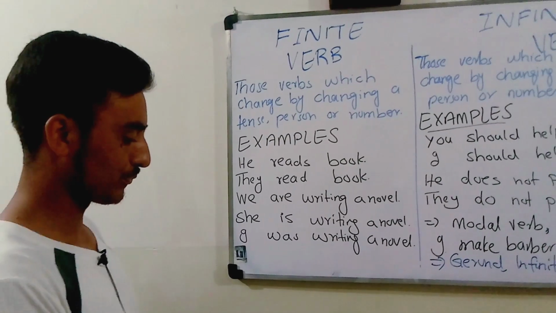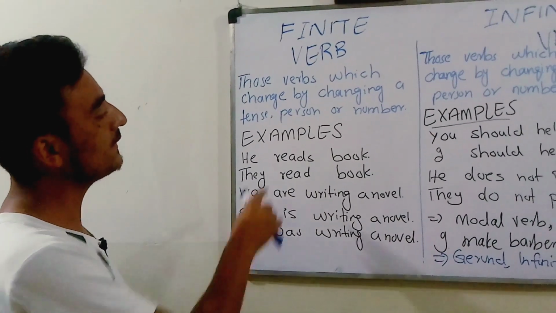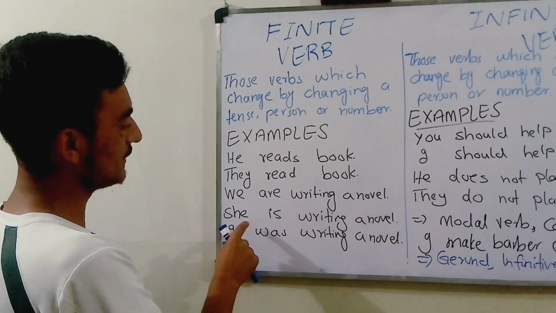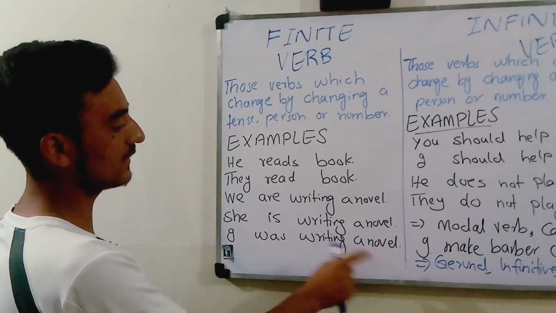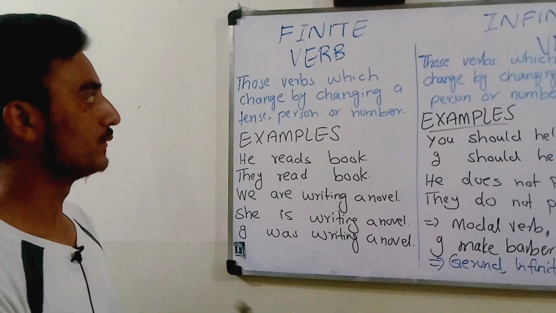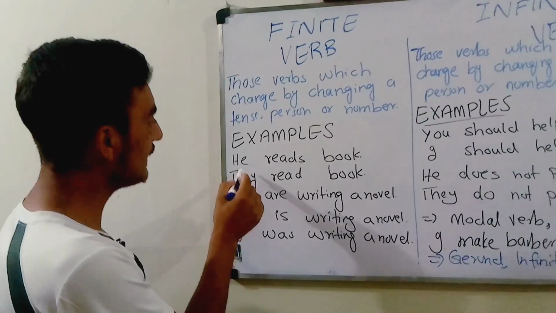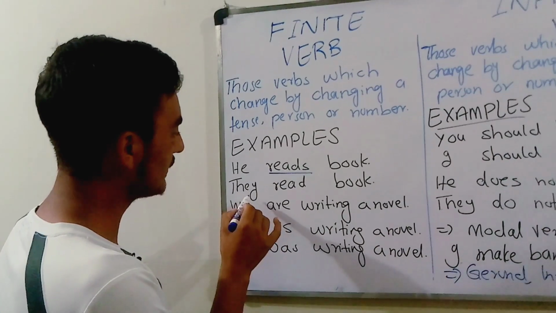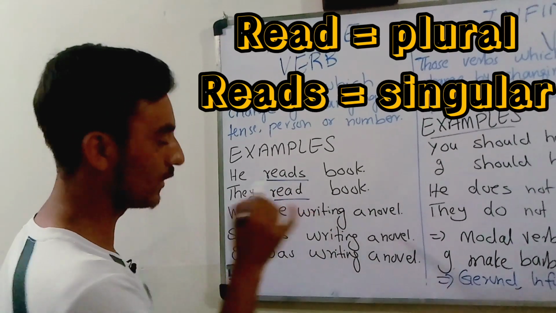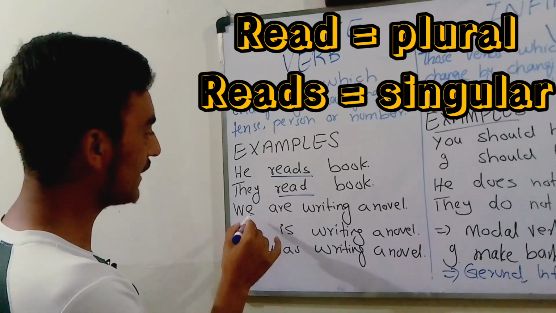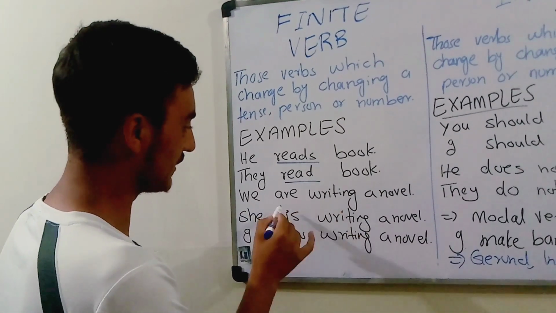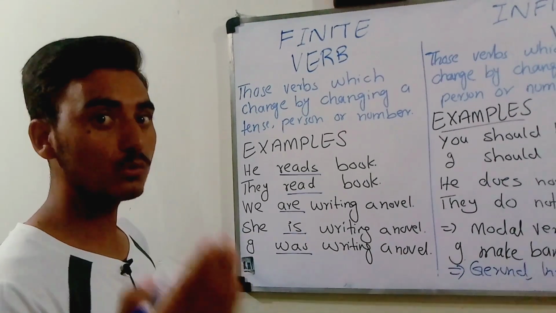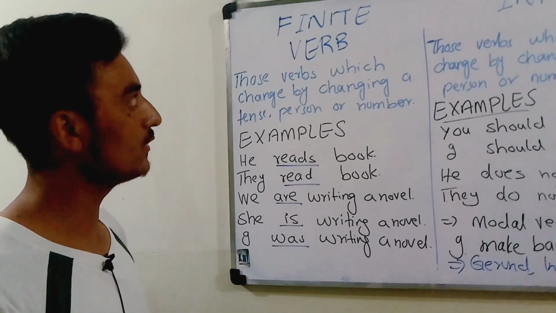So let's focus here. He reads book. They read book. We are writing a novel. She is writing a novel. I was writing a novel. We have to identify the finite verb here. He reads book. We have only one verb here, that is read. Next sentence, they read book. We also have one verb here, read. And we have here, we are writing, she is writing. So we have to recognize the finite verb here.